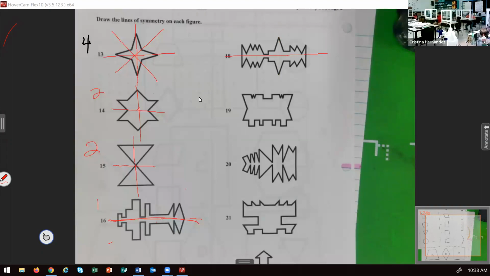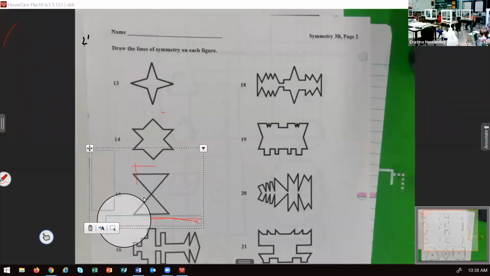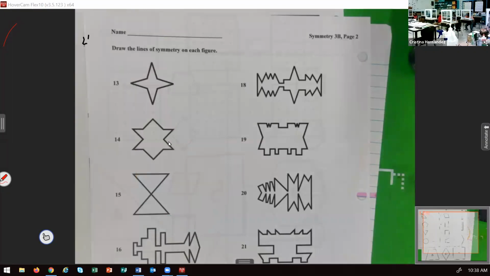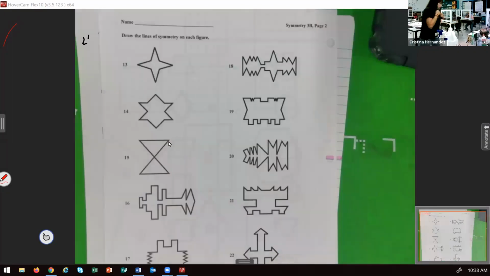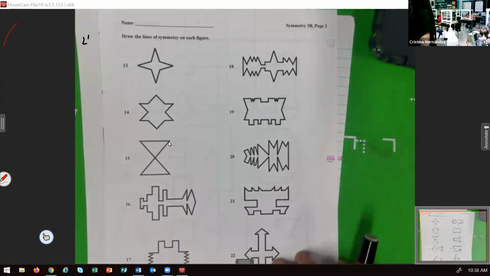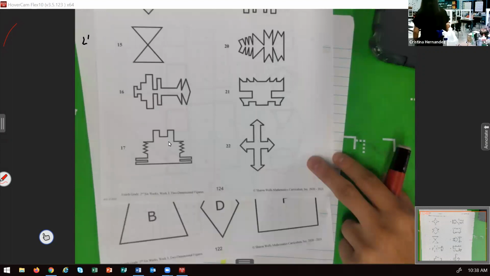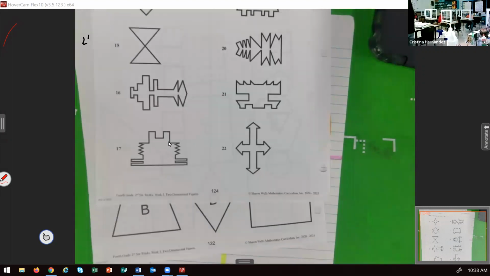I skipped 17. Oh, did I? Sorry, I skipped 17. It's because I can't see it. My bad. Let me go back down. I already did 17. I'm not sure if I'm right though. I already finished the whole thing. Wait, is it time for us to go to PD? No, 17. We go at like 10:40, 10:45.